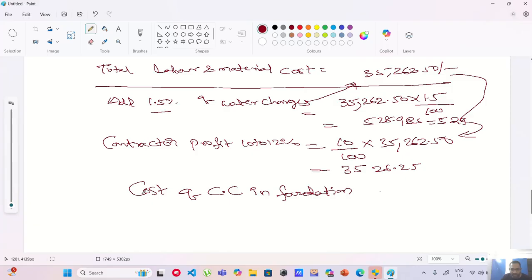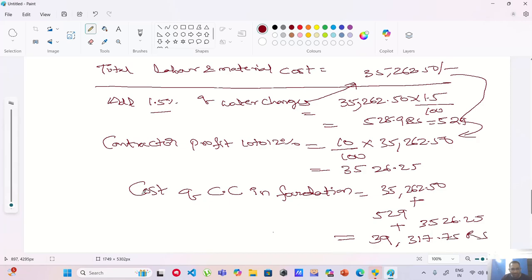Now the final workout. The cost of cement concrete in foundation is equal to 35,262.5, that is labor and material cost, plus 529 rupees, that is water charges, and 3,526.25 rupees. When you sum all these three parameters, it will come to 39,317.75 rupees. This is the cost of cement concrete in foundation.